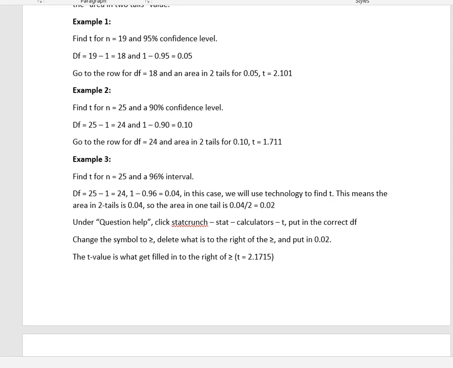Under Question Help, click StatCrunch, Stat, Calculators, T. Put in the correct df. Change the symbol to greater than or equal to. Delete what is to the right of the greater than and put in 0.02. The t-value is what gets filled in to the right of the greater than, and that is 2.1715.